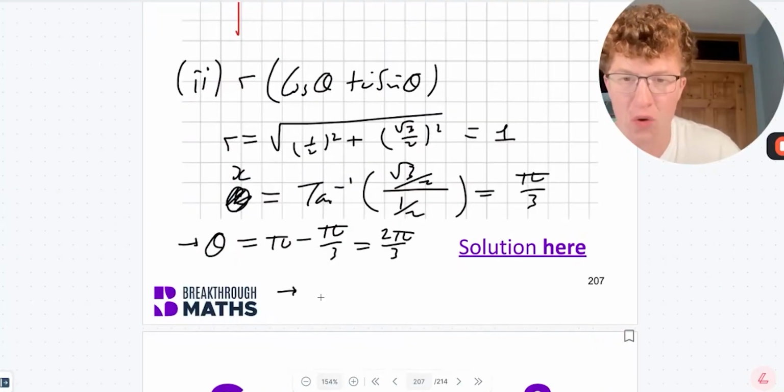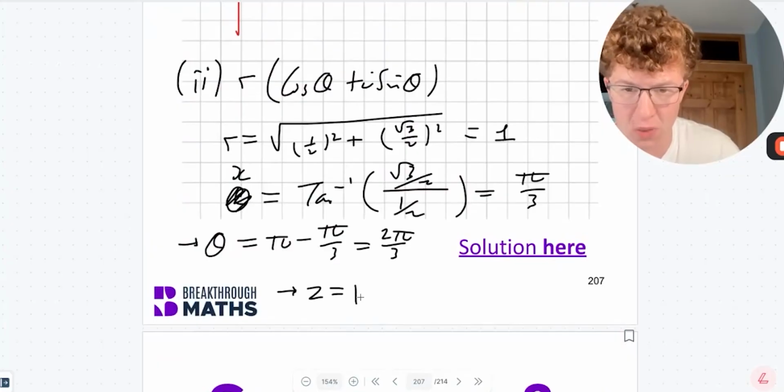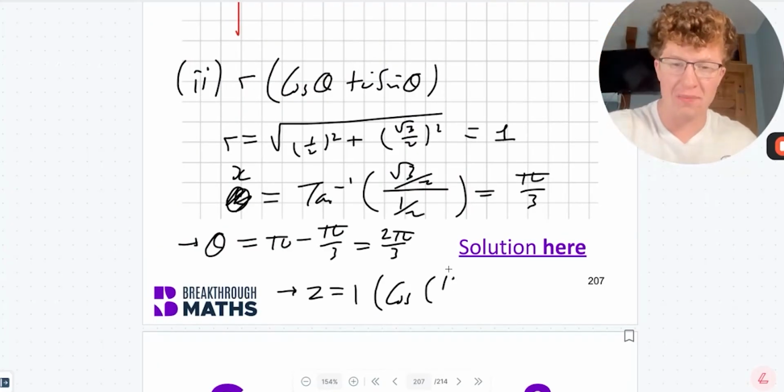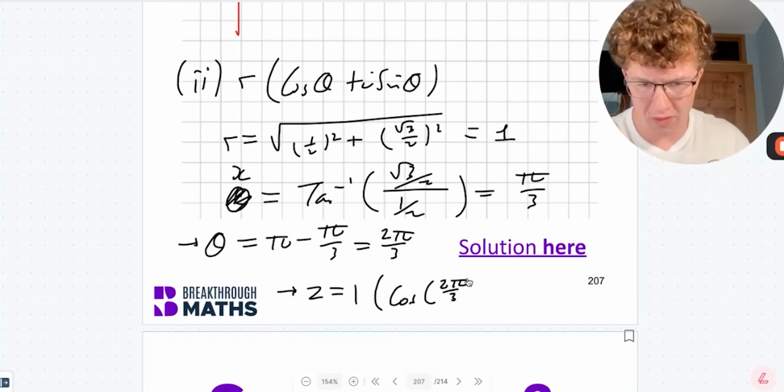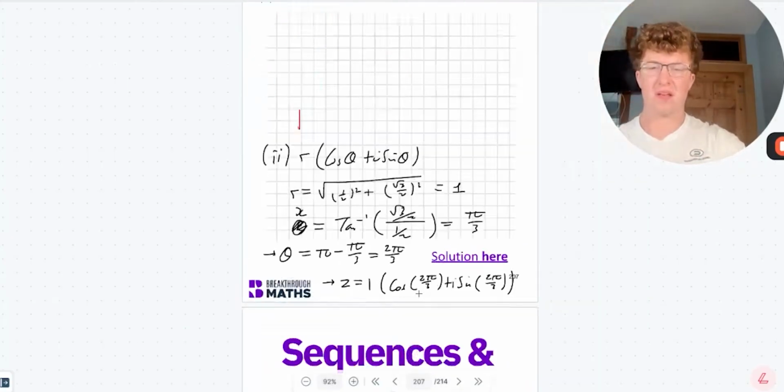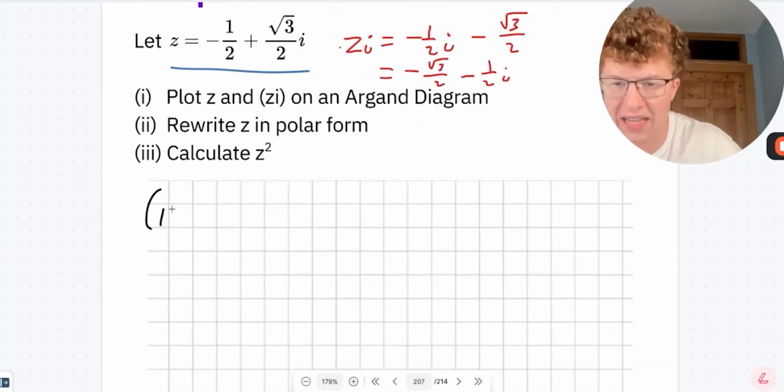That means in polar form, we can say z is equal to 1 times cosine of 2 pi over 3 plus i sine of 2 pi over 3. Like that. Done. Now the last part is saying calculate z squared.